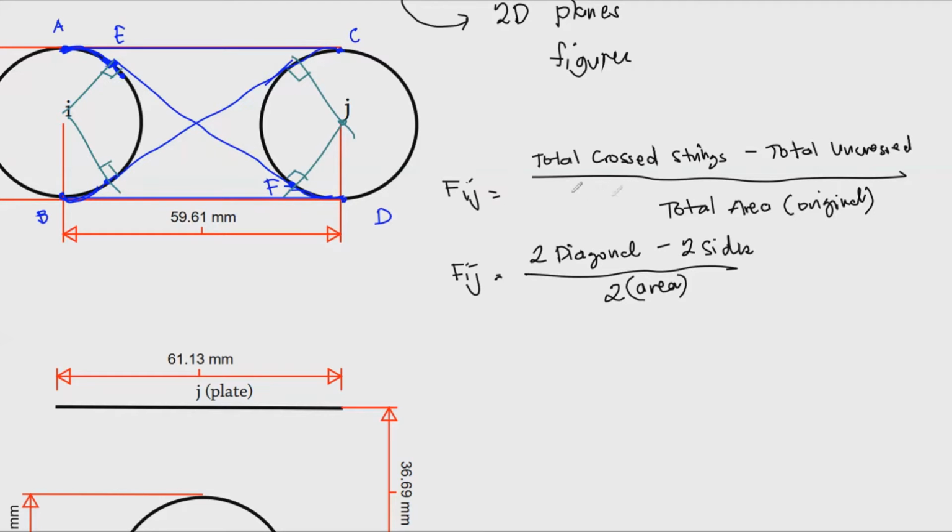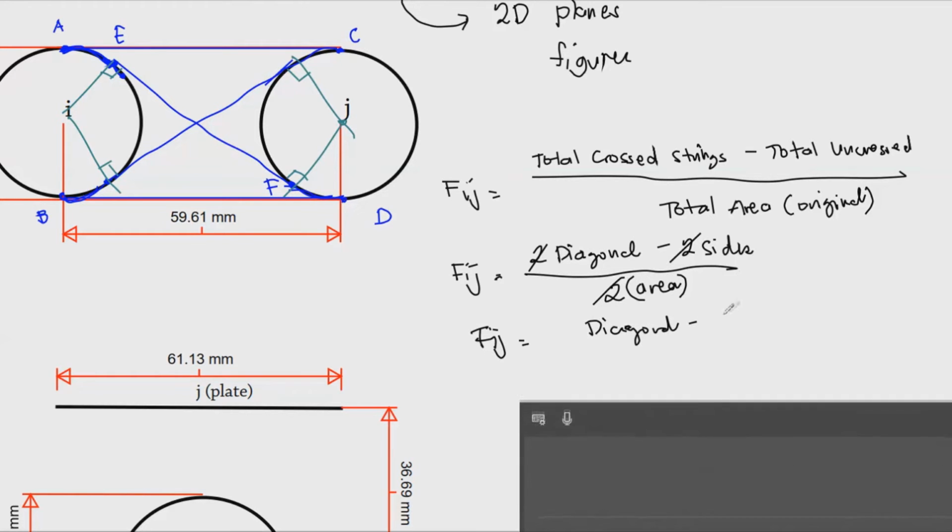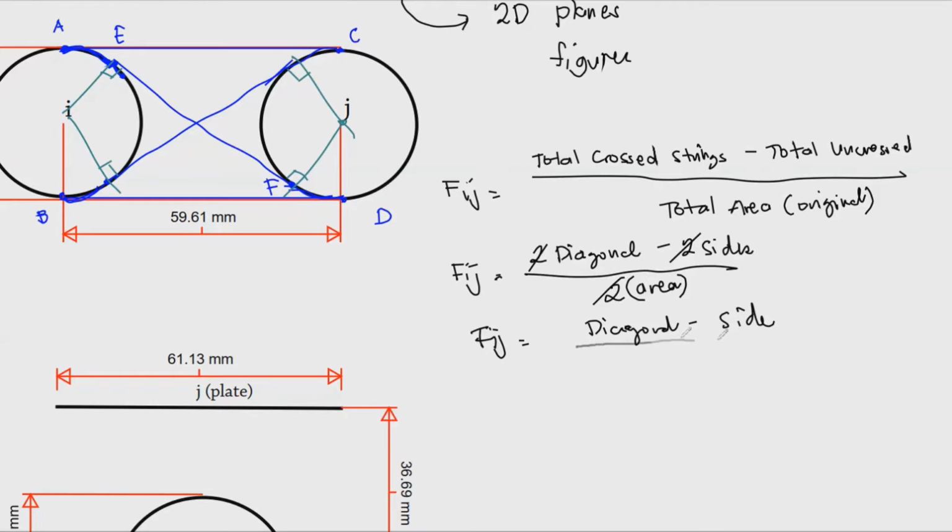So it's like the perimeter that is in concern. We're just referring to that as area because we usually refer to this as the surface. If that's the case, then we can cancel this out and we're left with the formula of Fij, that is one diagonal, subtract one side, and then divide by the area.